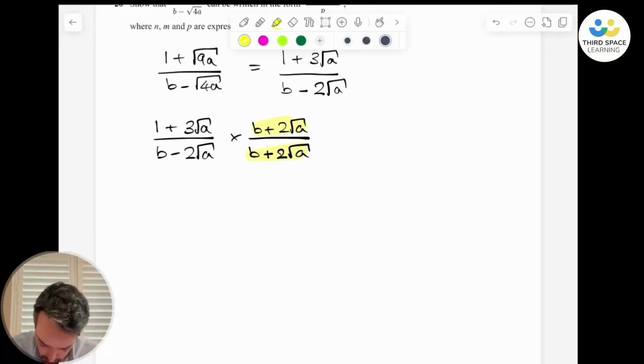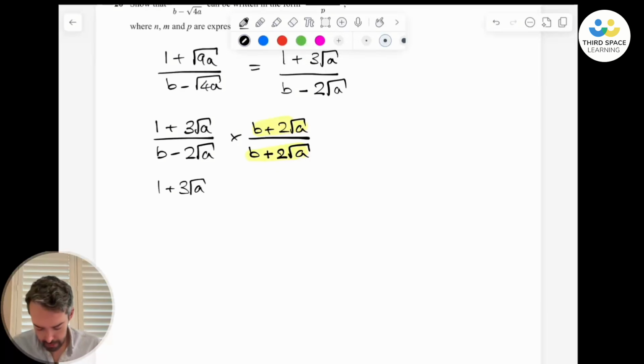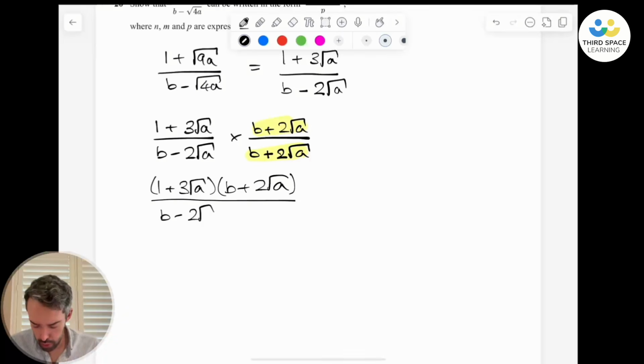Okay, so let's write this out using double brackets. (1 + 3√a) in a bracket, and (b + 2√a), and over (b − 2√a) and (b + 2√a). Okay. Let's start to expand out these brackets.